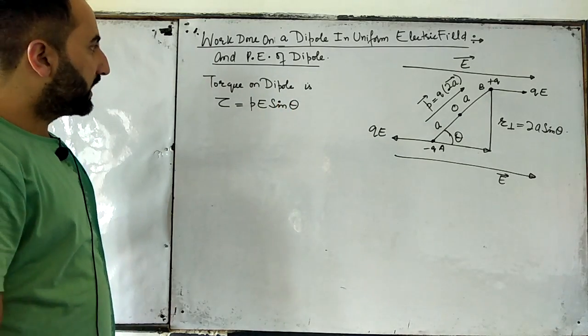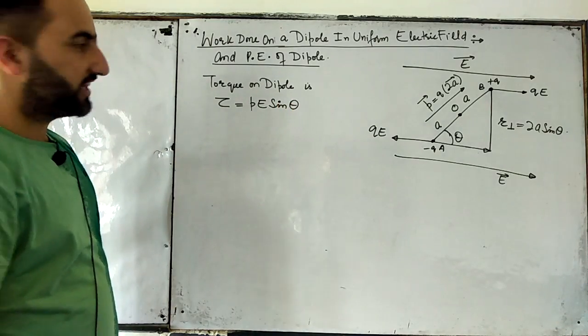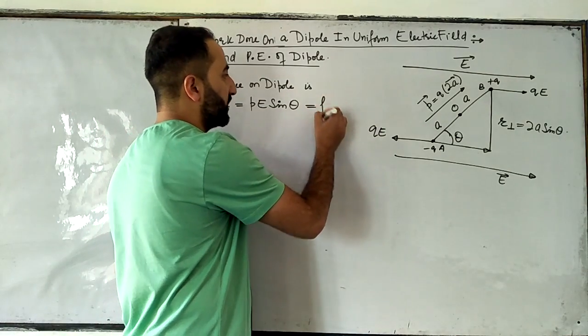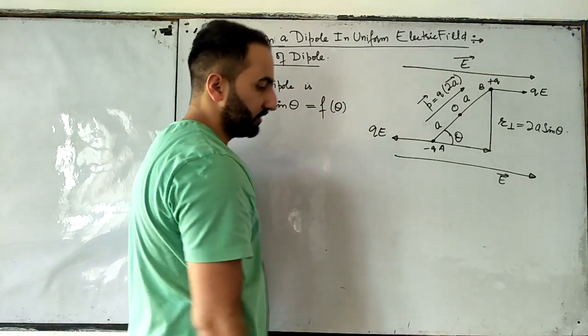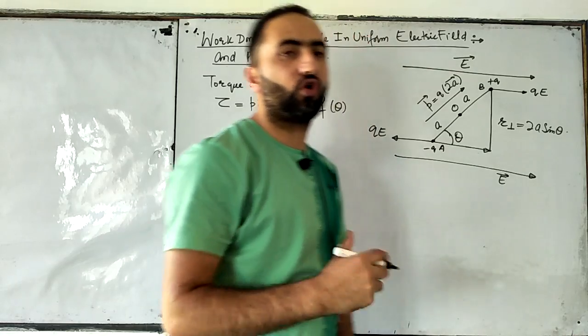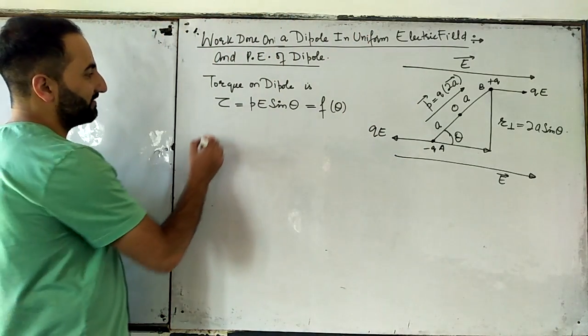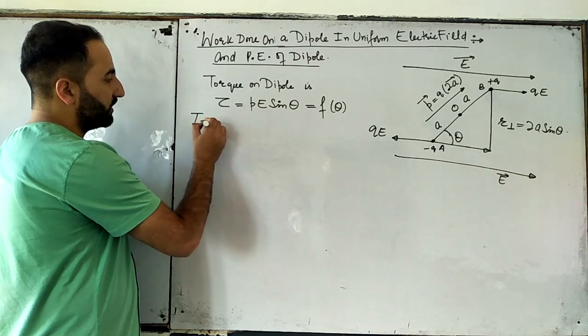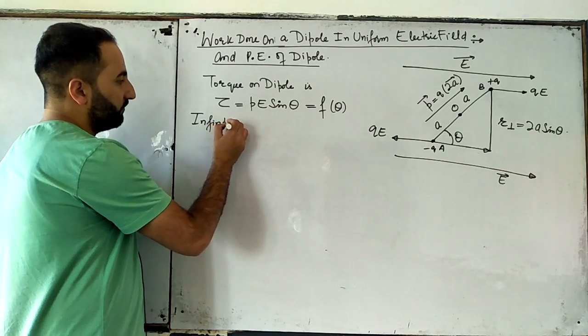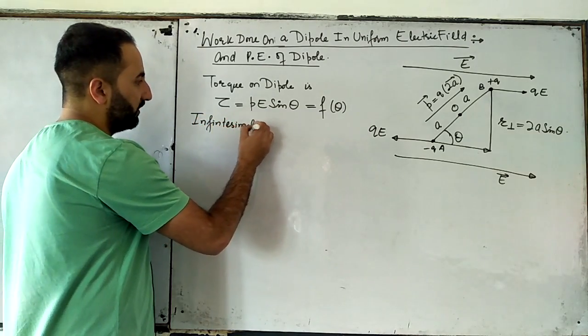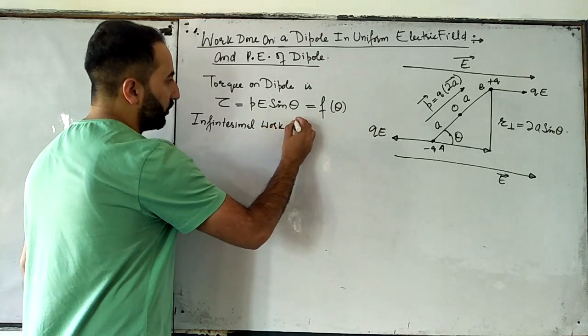All right. Now you see that this torque, PE sin theta, is a function of theta. Its value depends on theta. As theta changes, the torque also changes. Now how to calculate work? I will write like this: infinitesimal work done on the dipole.